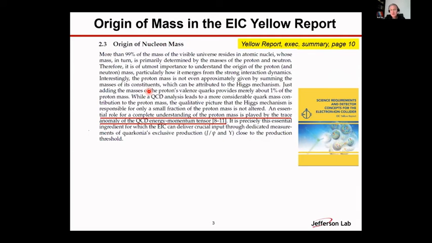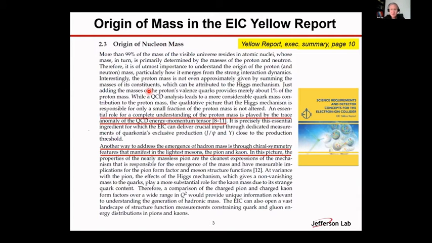So let's go a little bit back to the Yellow Report. Most of you will know the Yellow Report was an exercise, an initiative of the electron ion collider community to write down more or less their science and the detectors it leads to, the requirements for the detector for the electron ion collider. And if you go to the executive summary, page 10, you'll find that the EIC can play an essential role for a complete understanding of the proton mass by essentially determining experimentally the contribution of the trace anomaly. And you also find that another way to address the emergence of hadron mass is through chiral symmetry features that manifest in the lightest mesons, the pion and the kaon.